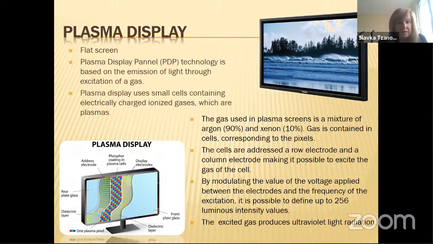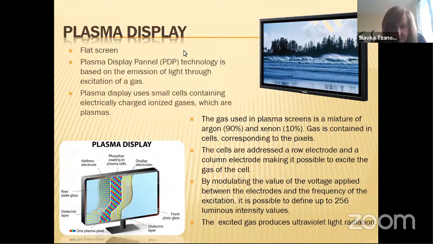The gas that was used in these plasma displays was a mixture of argon, 90% argon, and xenon. I'm not sure it's pronounced correctly. I pronounce it correctly in English, but you understand, I think. So each pixel corresponded to one cell. This gas is contained in these cells.